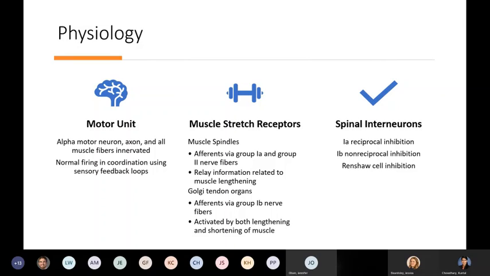Then that information will be relayed in coordination with the spinal interneurons, which are like this integration point for that sensory input from your muscle stretch receptors, as well as supraspinal inputs to influence the motor neurons. So there are a bunch of different pathways, but overall the normal result in normal functioning is net inhibition of reflexes at rest.